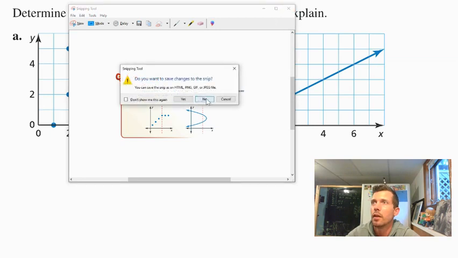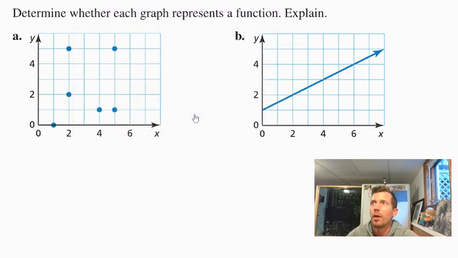So let's look at this example. Determine whether each graph represents a function. Looking at letter A, we want to make a vertical line test. Unfortunately I can't draw on this document because I'm not in Kami, but hopefully you can see that if I drew an imaginary line through here, it would hit those 2 points. So 2 has an output of 2, and 2 also has an output of 5. Same thing with 5. So really, this fails the vertical line test twice.